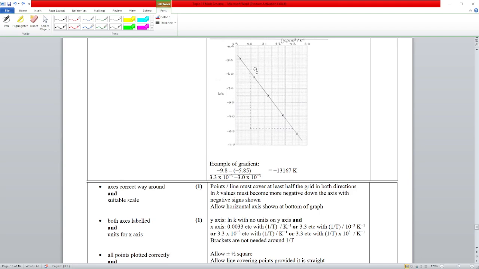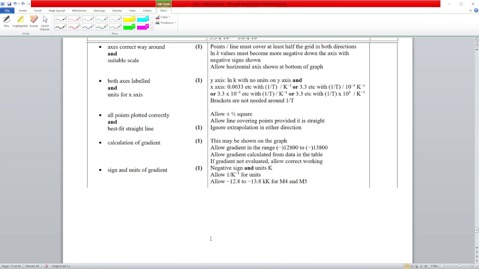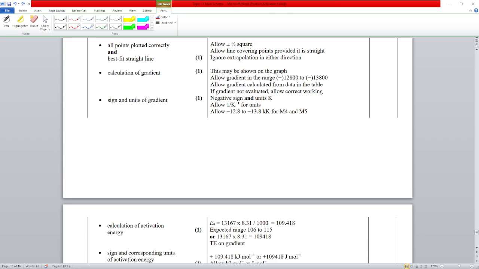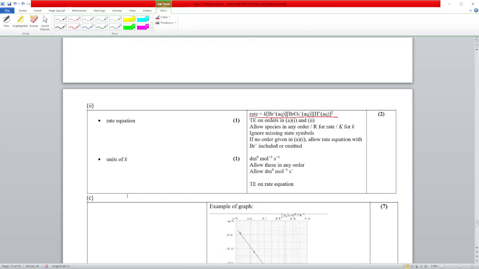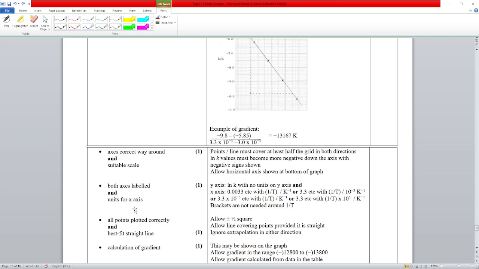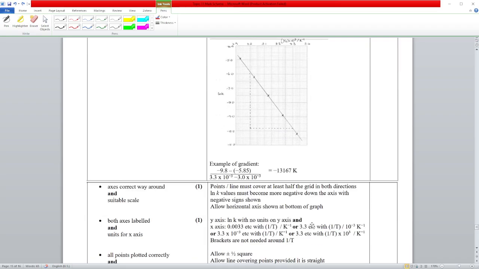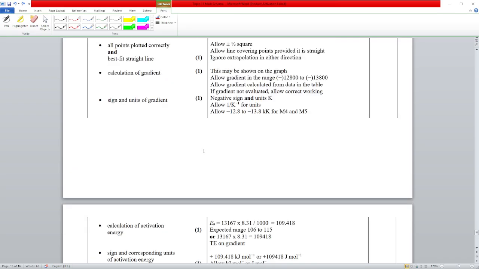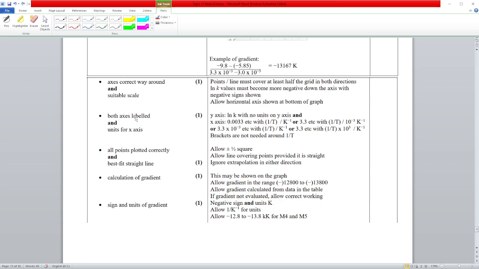Gradient is always any 2 points. You draw the triangle, you work out the difference between the y values, the difference between the x values, divide them, that sort of stuff. Once you have the gradient, you can calculate the, what do you call it? This thing. Oh, actually, no, I don't want you to calculate EA for this one. This is just all of the marking points here.